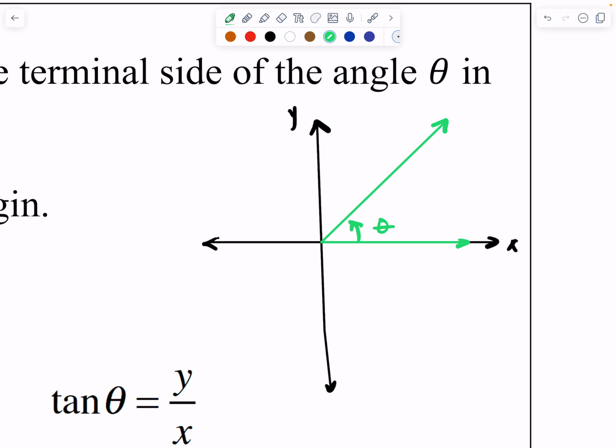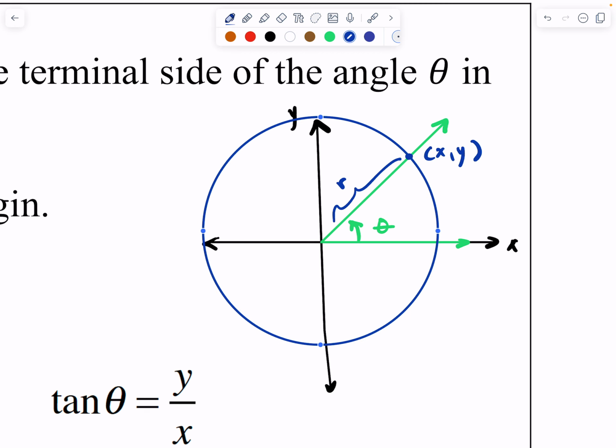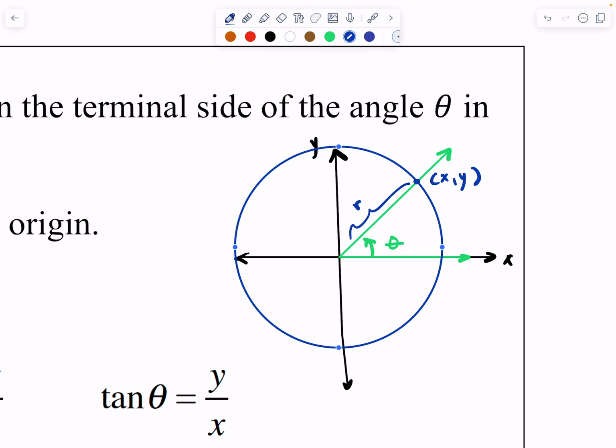So if this is the angle theta, now the terminating side of theta passes through infinitely many points. So I'm just going to pick a point and call that point x comma y. Now the distance of that point to the origin we call r. And to help you with remembering that, think about it. If we were to draw a circle that was centered at the origin and passed through the point x comma y, r would end up corresponding to the radius of this circle.